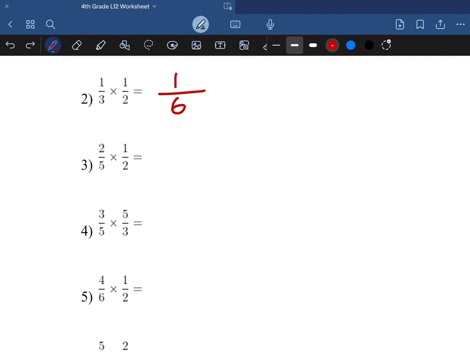Number 3, 2 times 1 is 2. 5 times 2 is 10. And we're going to simplify this by dividing both the numerator and the denominator by 2 to get 1 over 5.